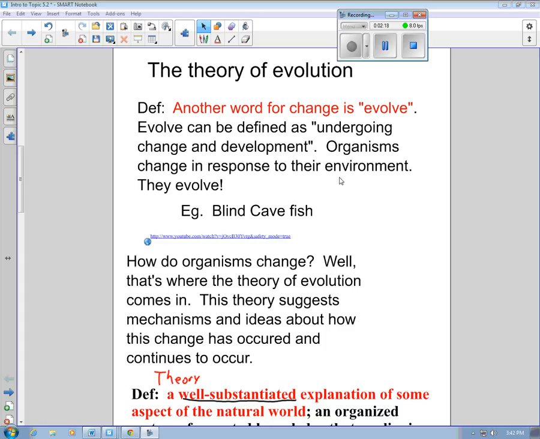We watched this video on YouTube about the blind cavefish, and the blind cavefish is actually a reasonably good example of how a species of fish may have evolved based on an environment that was quite dark for whatever reason that may have been. Maybe it was an earthquake, with rocks covering up a cave or something like that. And over time, this fish evolved or changed.